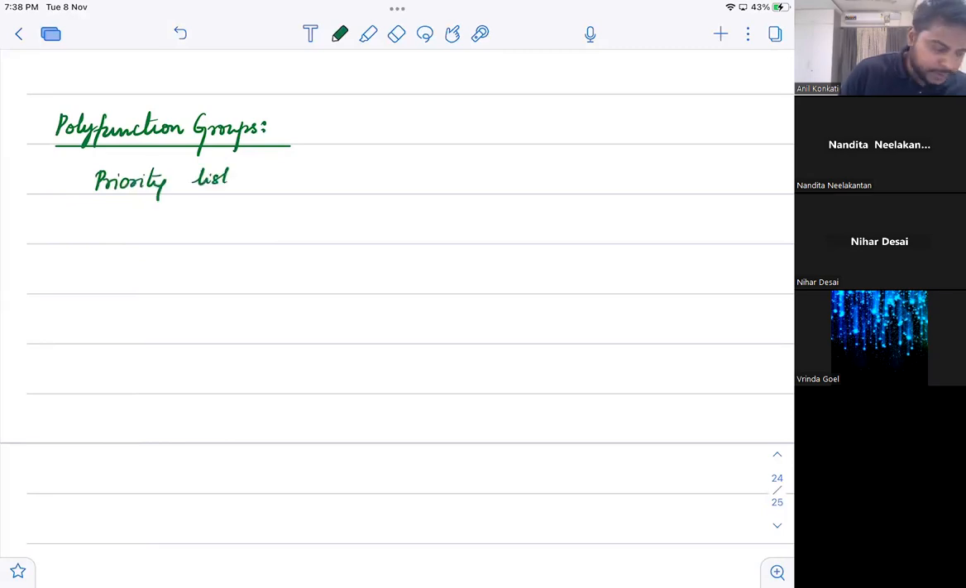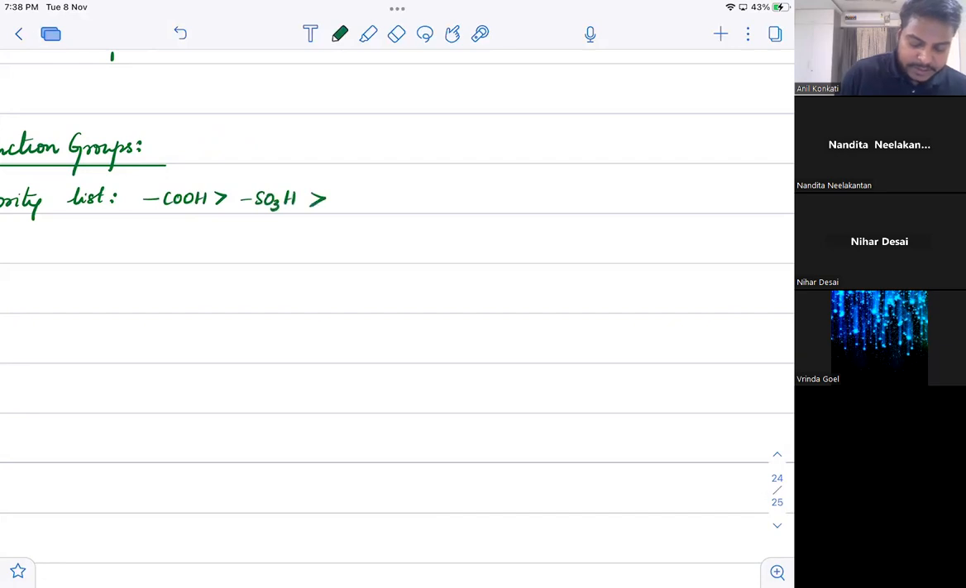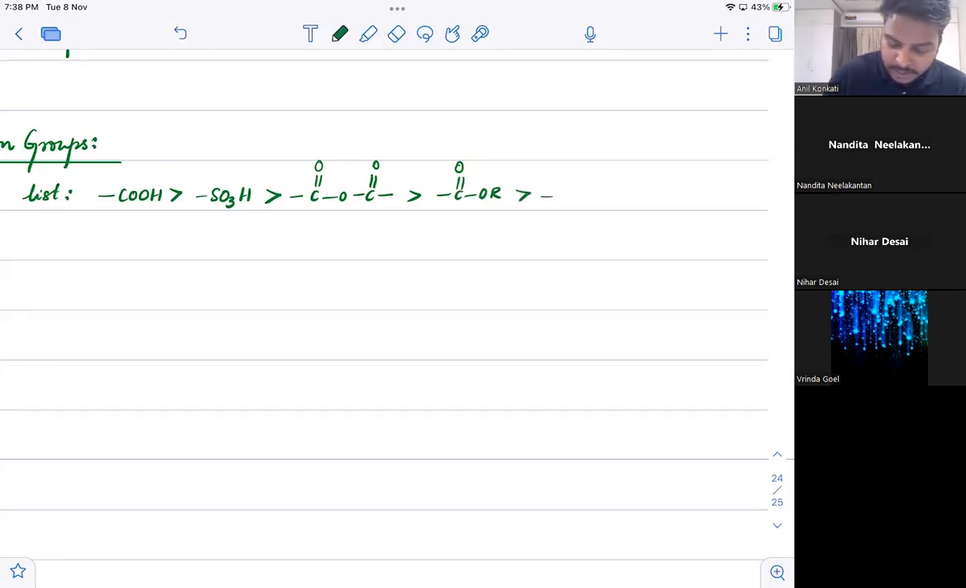Priority list, if you check it out, the first priority is an acid. So COOH, carboxylic acid first. Next is sulfonic acid. Then comes anhydride, that is C double bond O, O, C double bond O. This is anhydride. Next come esters, C double bond O OR, this kind of connection, the ester connection. Next comes acid chloride.